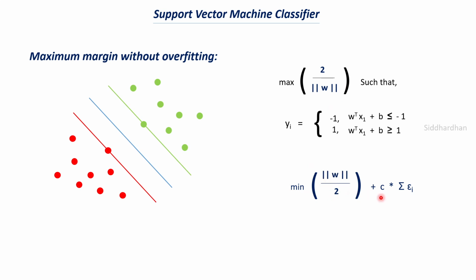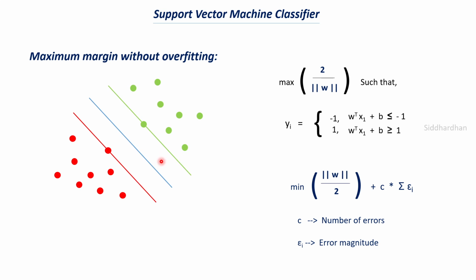Now you can see this new term here: C into summation of epsilon i. What this basically means is that C is the number of errors and epsilon i is the error magnitude. We know that our goal is to maximize this margin value, right? But we cannot keep on increasing this margin value.